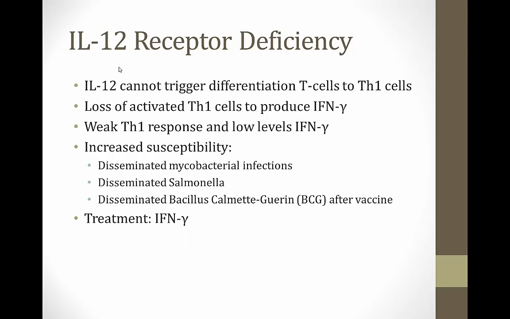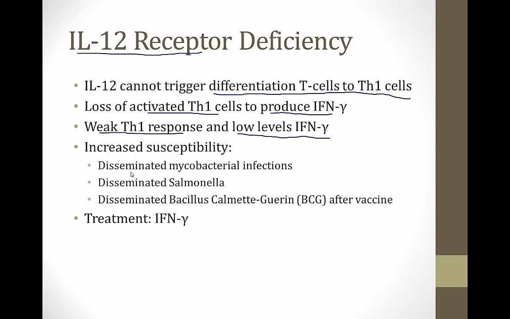Rarely, children are born with a defective IL-12 receptor on their T cells. This means that IL-12 cannot trigger differentiation of T cells into Th1 cells. It also means you lose activated Th1 cells, which would normally produce interferon gamma to activate macrophages. As a result, there's a weak Th1 cell-mediated response and low levels of interferon gamma.